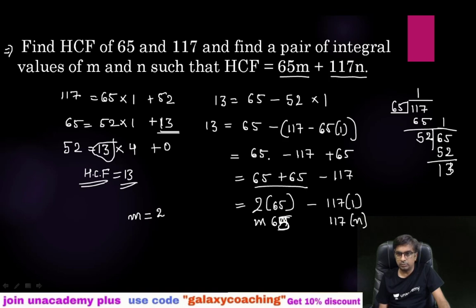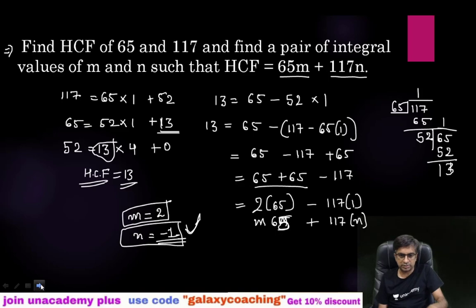M will be 2, but here plus is there, guys. You want plus, so you can take this minus value with this. So n will be minus 1. Please keep this in mind: if I want to convert this into plus, take this minus with this, because we need plus. So take this minus with 1, so your n will be minus 1 and m will be plus 2. This way we can find out the values of m and n, guys.